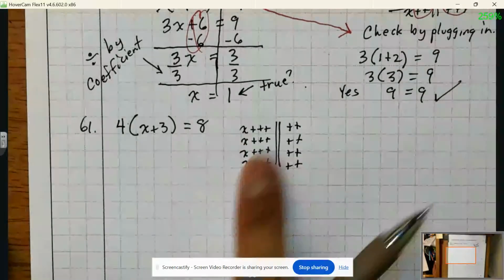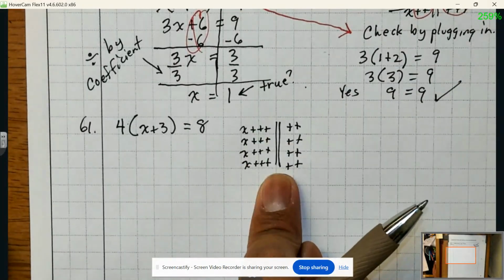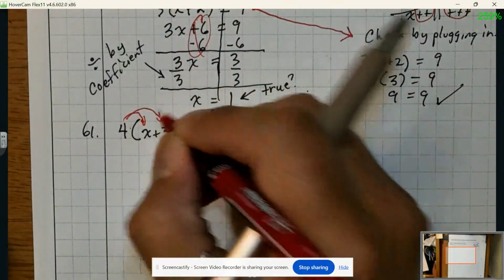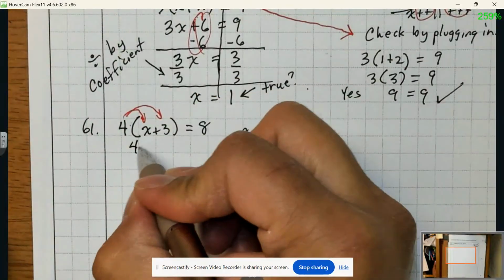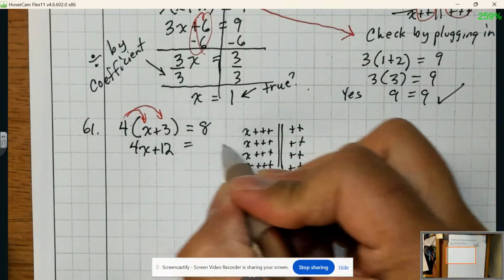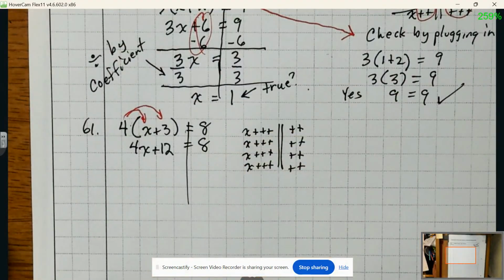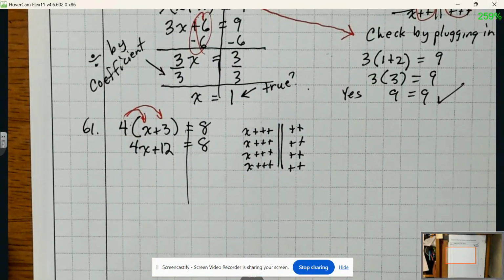Okay, now we have 4 x's and 12 1's. Okay, and you can see that we can get the same thing just by doing the distributive property. That gives us 4x plus 12 is equal to 8. Okay, we're going to do our left and our right side. And then we just go through our next steps.